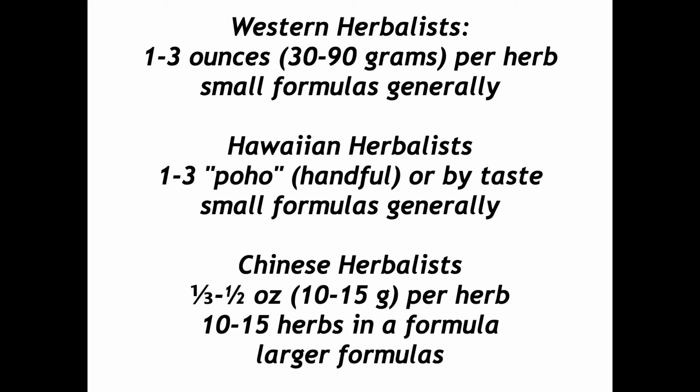My Chinese teachers and Chinese herbalists in general will tend to use much larger formulas, often 10 to 15 herbs in a formula. And each herb will be 10 to 15 grams, which is a third to a half an ounce. These would end up being about 100 grams in the formula. So the formulas tend to be the same amount, but the Chinese formulas tend to be more complicated. I'm not particularly attached to how you decide to use your herbs. You can do it any of these ways, and I think it's fine.